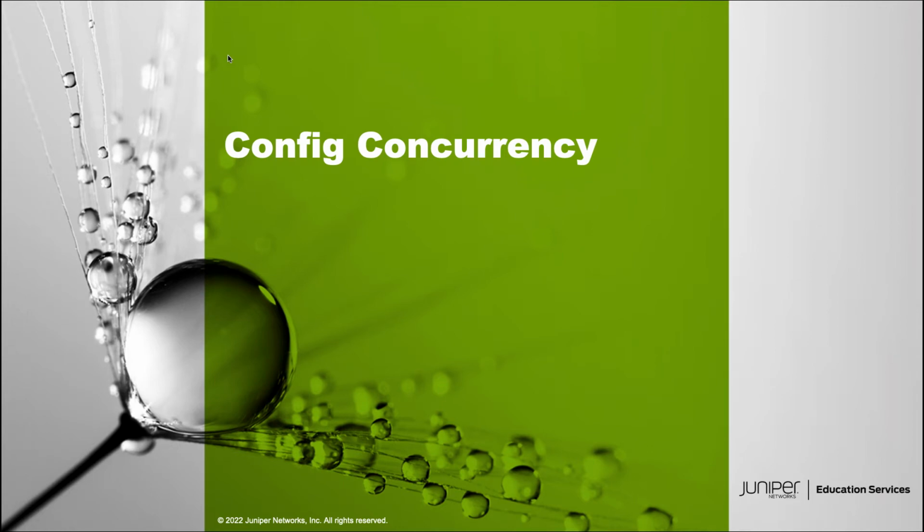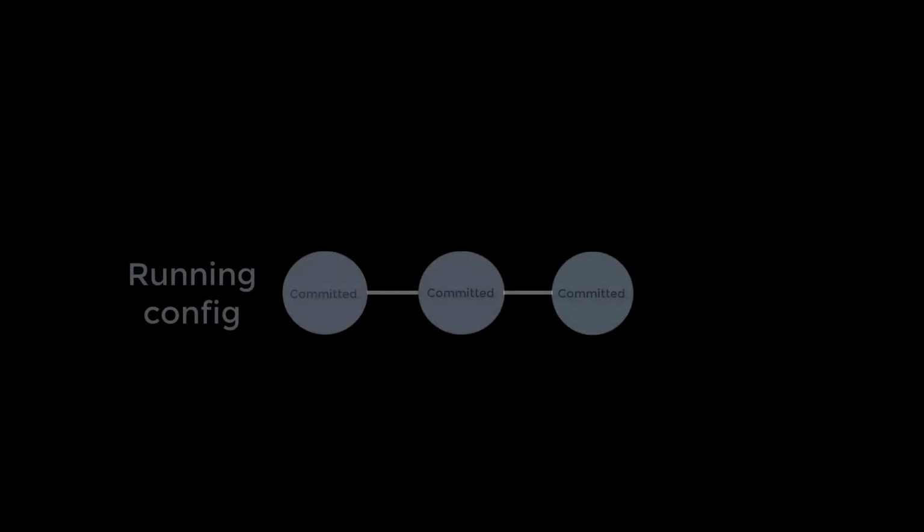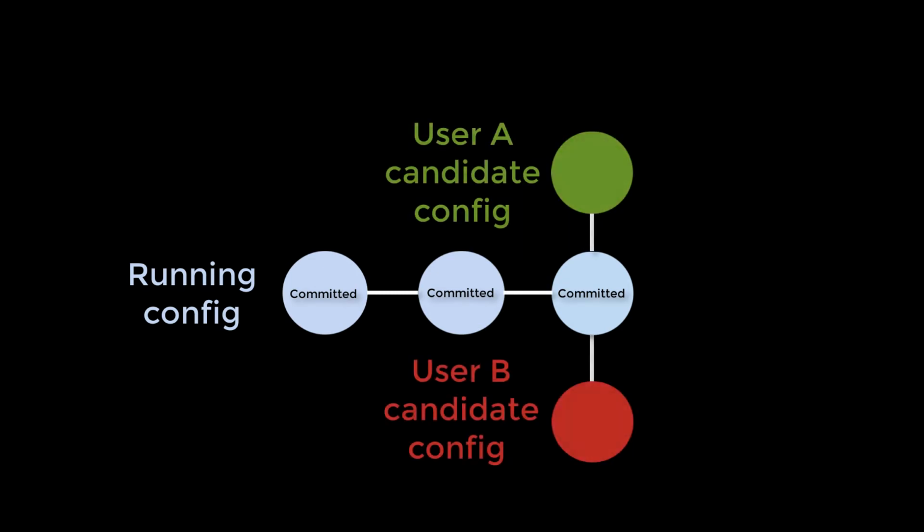In this video, we will demonstrate the config concurrency feature. Any changes that have been made that have not yet been committed exist within the candidate configuration. The config concurrency feature creates a candidate configuration for each individual user that they can edit and commit. The candidate configuration will be created for a user the first time they edit the configuration.